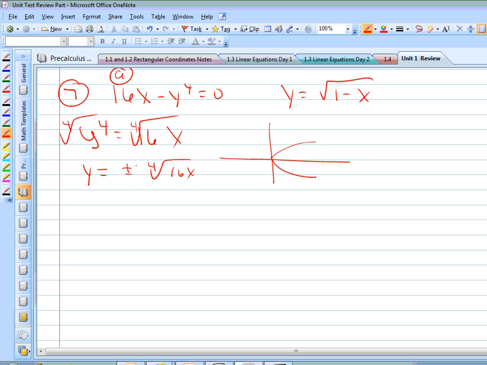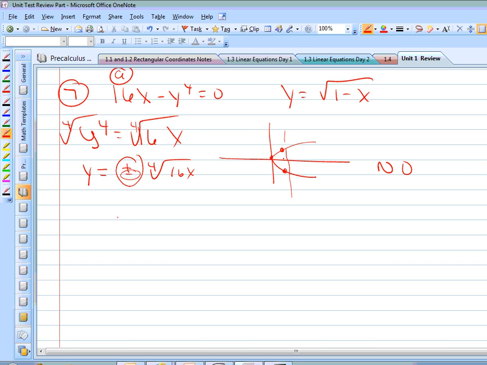How do I know that? It's because of this positive and negative out here. If I put a 1 in there, the 4th root of 16 would be 2, so at 1, I'd be at positive 2. If I put a 2 in there, I'd also get a negative 2. So your graph is going to look like this, would not pass the vertical line test, so this is not a function. So this is a no.